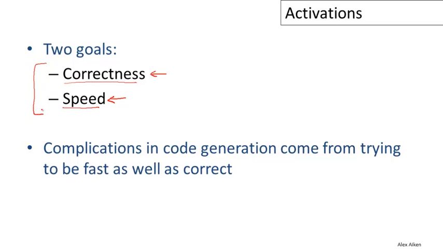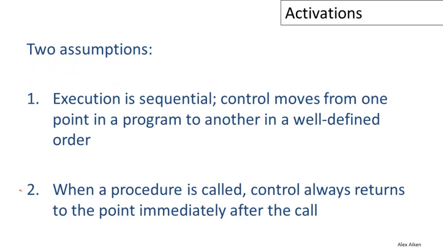And what has grown up over time is a fairly elaborate framework for how a code generator and the corresponding runtime structures should be done to achieve both of these goals. Okay? And the first step in talking about that is to talk about activations. We're going to make two assumptions about the kinds of programming languages for which we're generating code.